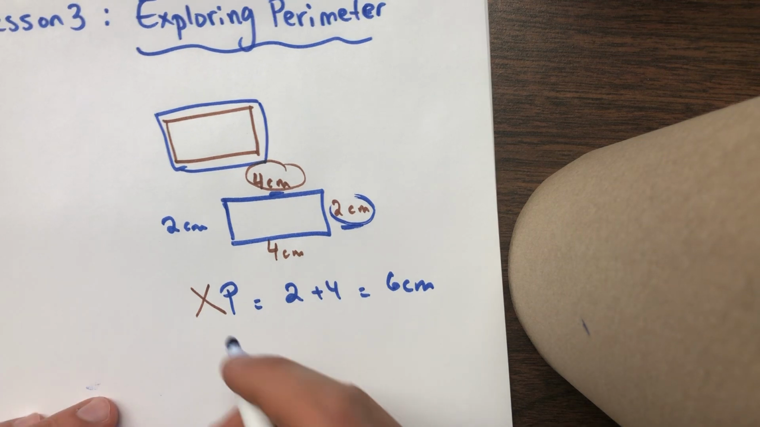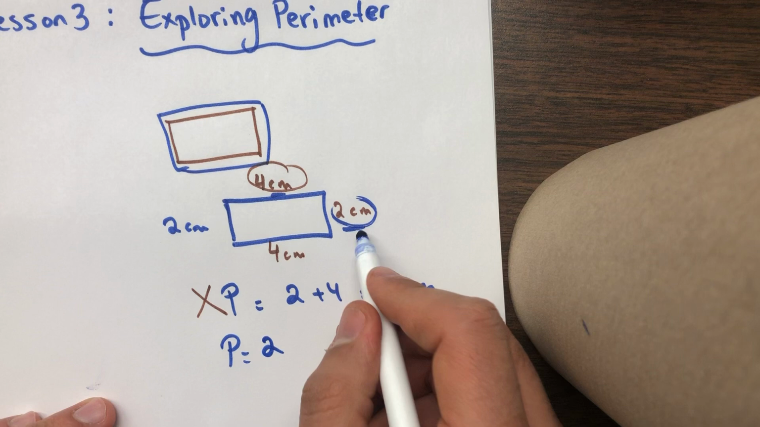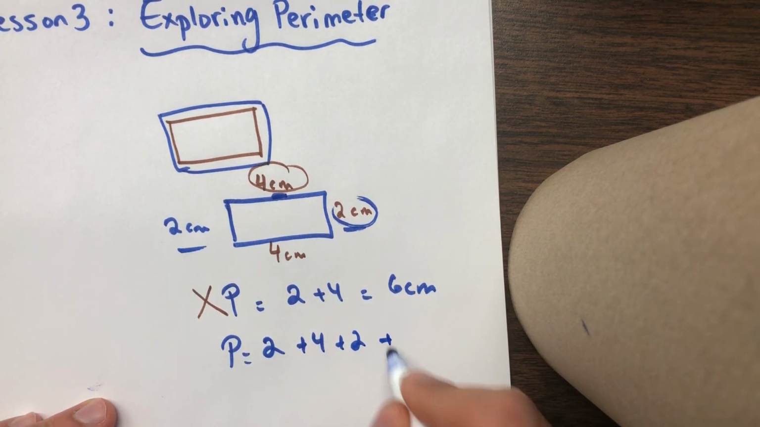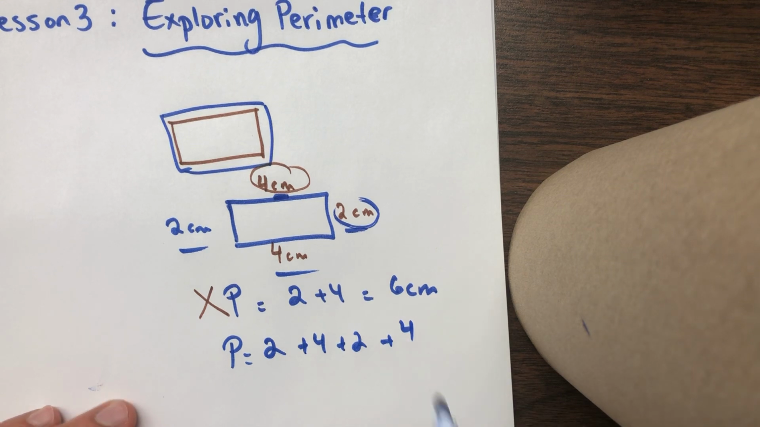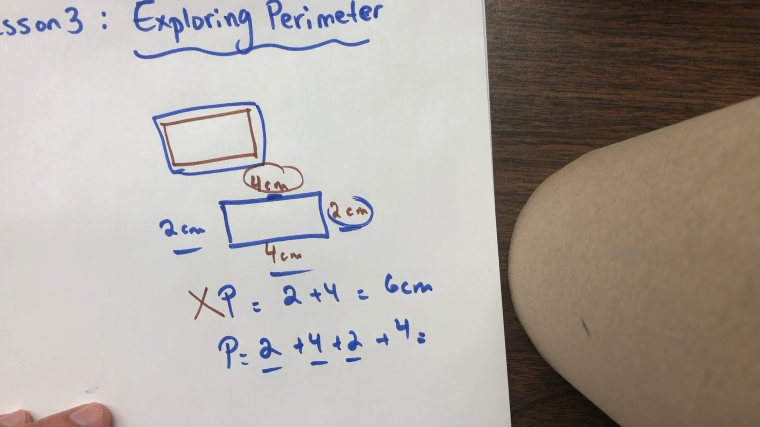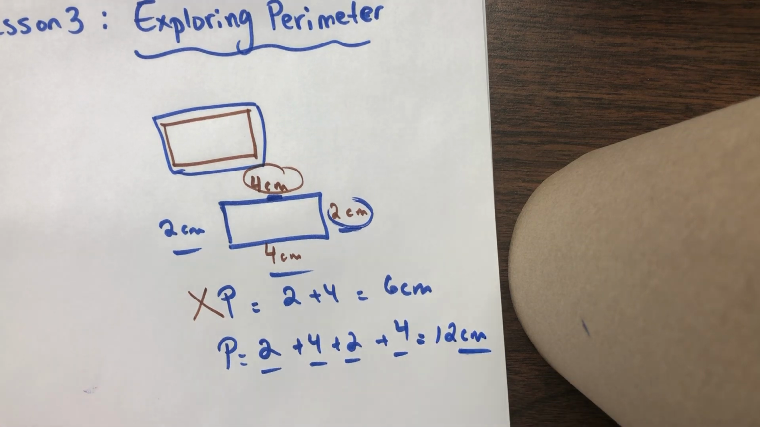So to get the answer of the perimeter, we must add all 4 sides. So we have 2 plus 4 plus 2 plus 4, and by adding up these numbers, that would be the answer of the actual perimeter. 2 plus 4 equals 6, plus 2 equals 8, plus 4 equals 12 centimeters. Let's not forget putting down the unit.